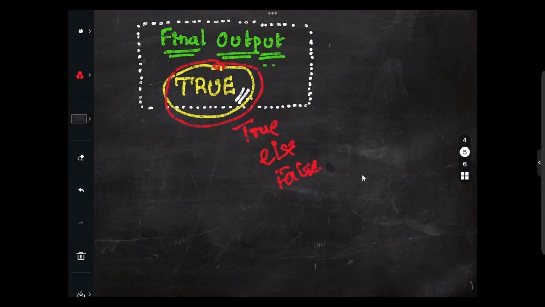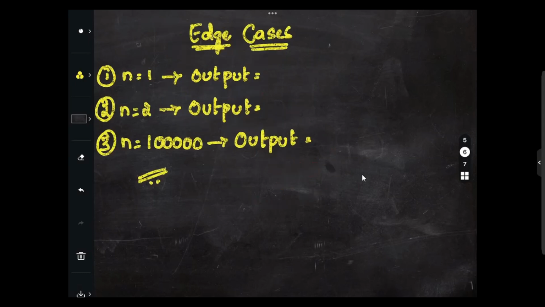Suppose we consider the second example, we would have returned false. We have already discussed that one, right? So this is the approach that we will be going with. I hope the approach is completely clear.